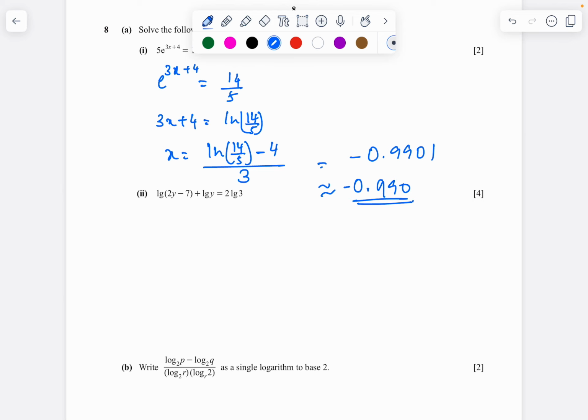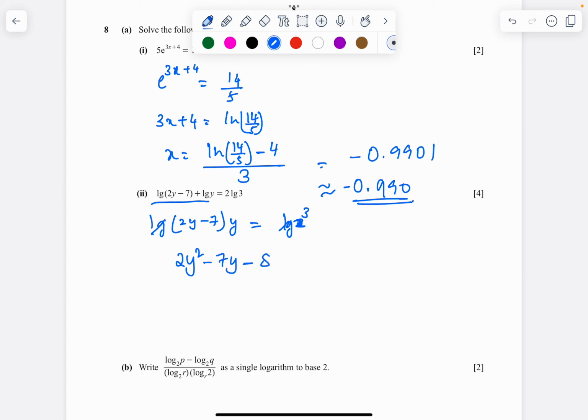Then lg(2y minus 7) plus lg y. I use the multiplication law first. So (2y minus 7) times y is equal to lg 3 squared. So you can see that both sides have lg, so I will cancel it. So 2y squared minus 7y minus 9 is equal to 0. Oh, this is 3 squared, not 2 cubed.